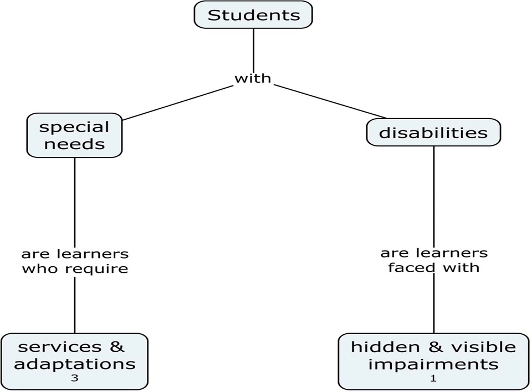Special needs learners are students who require specific services or adaptations in order for them to attend school. Disabilities refer to the hidden or visible impairments that affect specific individuals. These impairments can physically and mentally present barriers to a person's ability to learn, read, hear, see, and move.